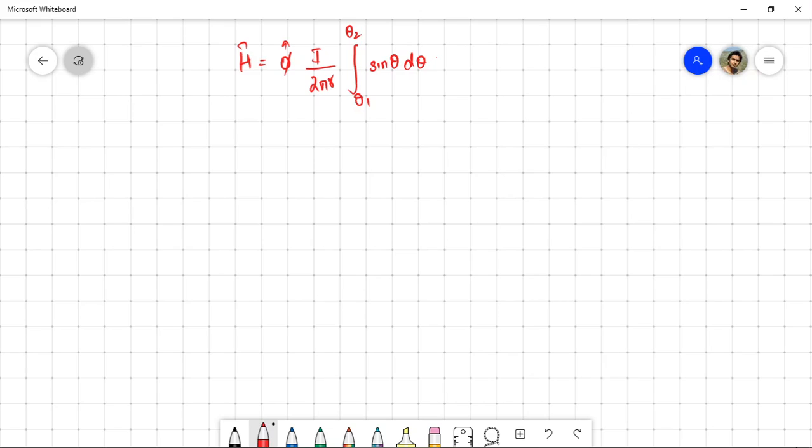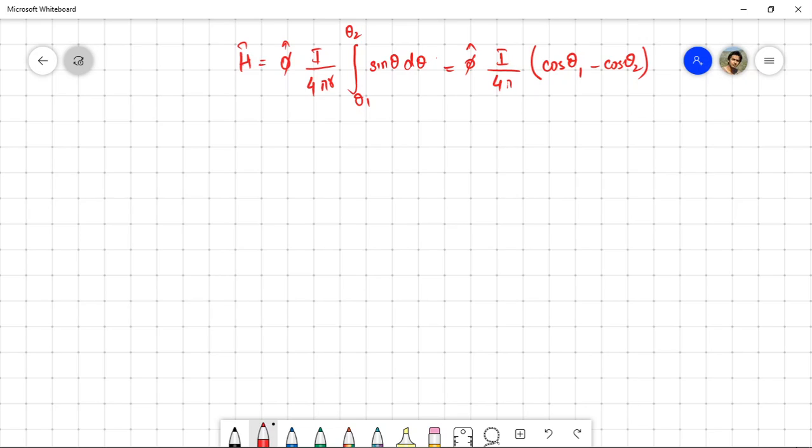Now we have a beautiful looking expression for H. Now we can put the value of theta 1 and theta 2 into this equation. So we'll integrate this equation and the equation will come out to be phi hat I into, this is not 2 pi r, it's a mistake, this is 4 pi r, I over 4 pi, and inside this will be cos theta 1 minus cos theta 2.